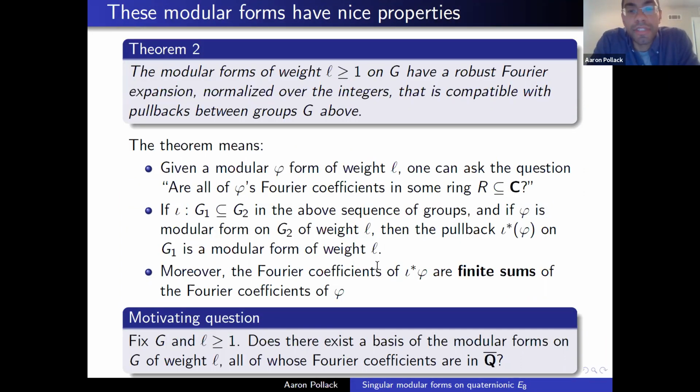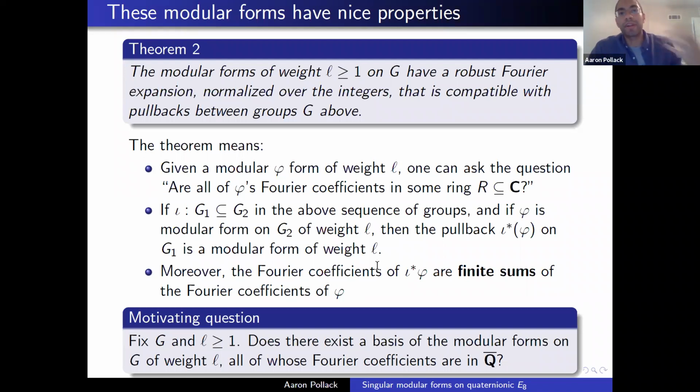So here's a theorem that says that these modular forms have a robust Fourier expansion. Fix an integer L, then there's a Fourier expansion normalized over the integers that's compatible with pullbacks between these groups G. Sometimes when I talk about this stuff, I end up talking about this theorem too. But instead today, I'm going to ask that you take it as a black box and discuss some applications. So what does the theorem mean?